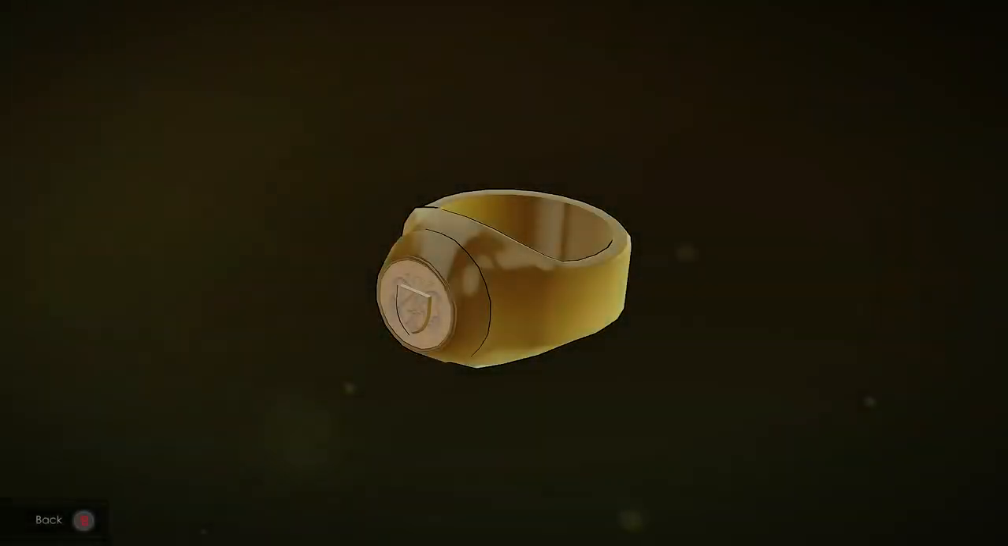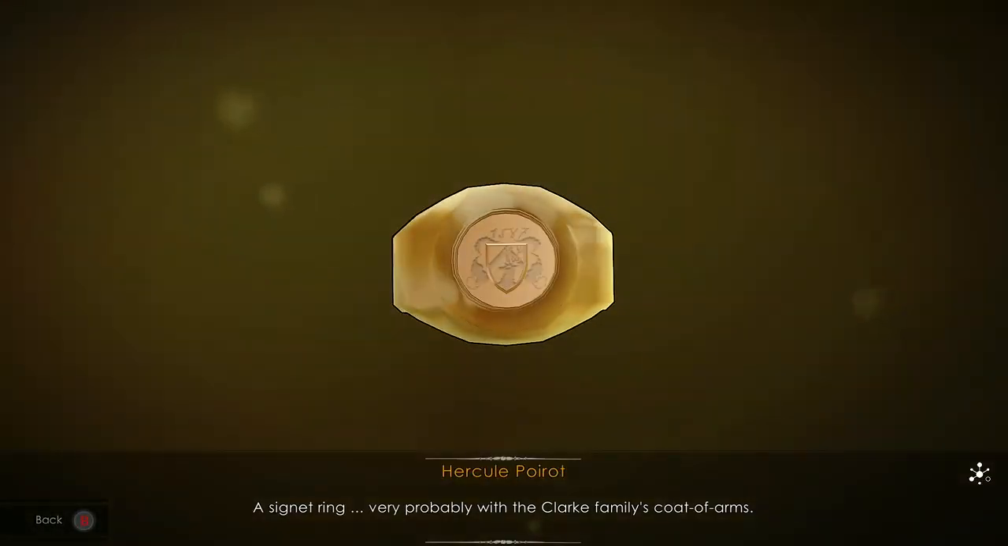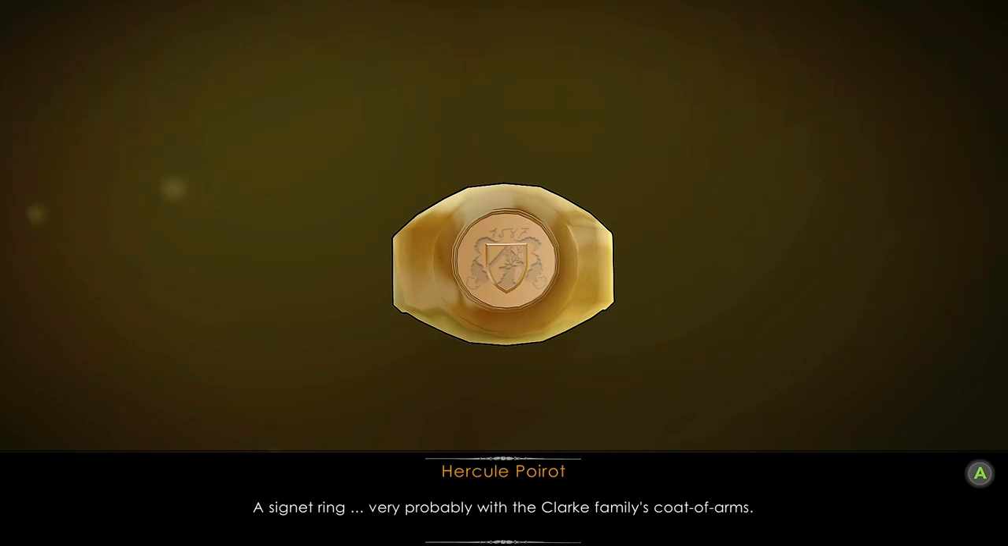A ring. A signet ring, very probably with the Clark family's coat of arms. Stag.